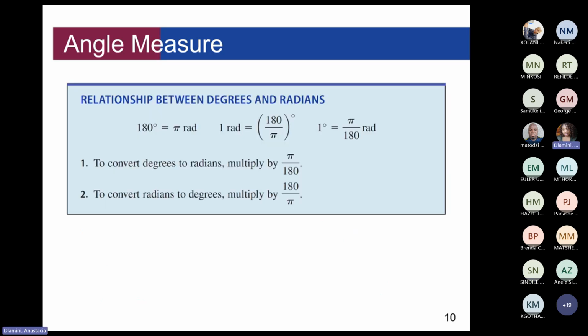Now they say the relationship between degrees and radians. Are we all together? This is the relationship. If you have 180 degrees, that is pi rad. And if you have 1 rad, it means you have how many degrees? You have 180 over pi. Now go on your calculator and say 180 over pi. What do you get?